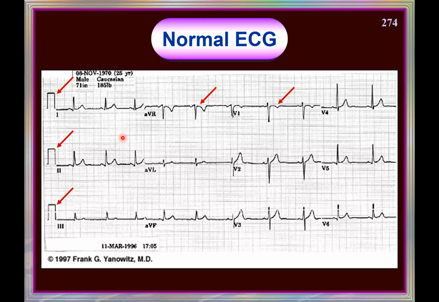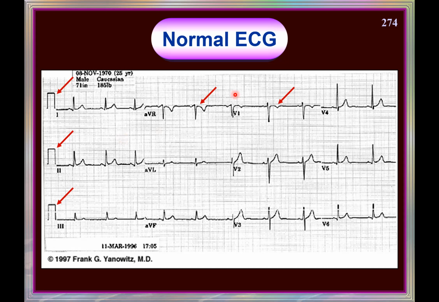Normally, 10 millimeters equal to 1 millivolt is the normal standardization. You use half standardization when the waves are too tall or too deep in amplitude, and double standardization when the waves are very small in amplitude. Okay, that is one thing.